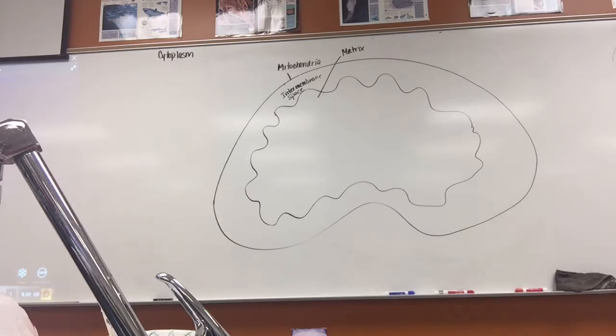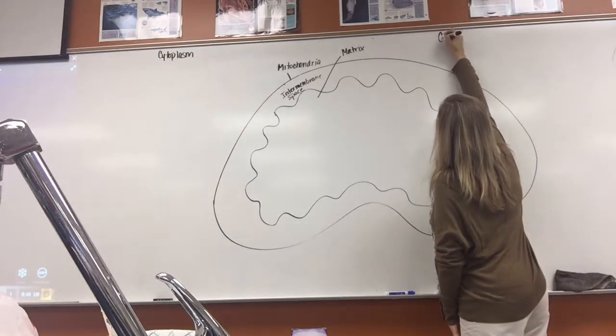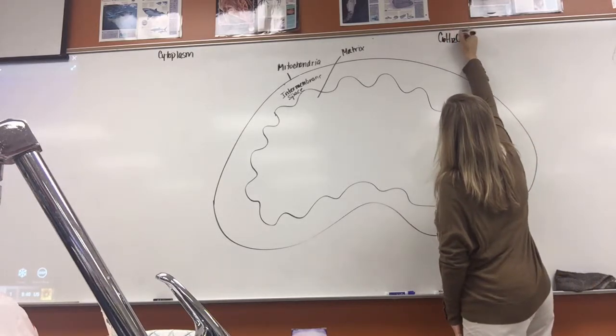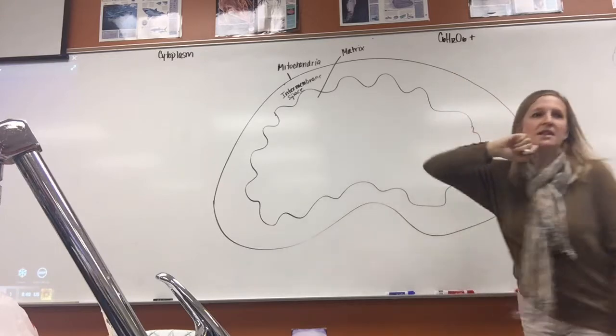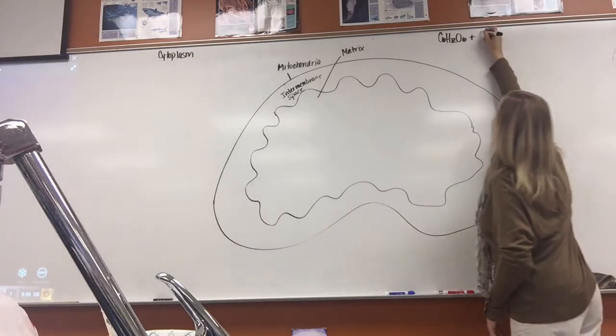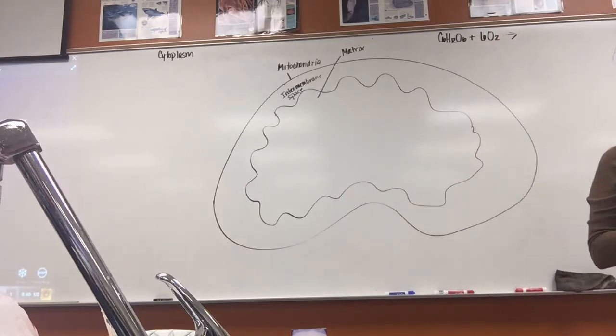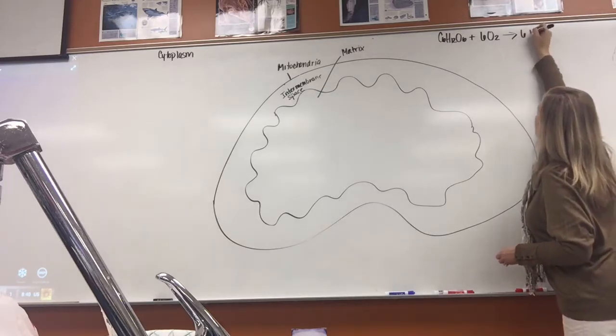All right, so hopefully you were able to say glucose goes in. So glucose is C6H12O6. And then what's the gas that goes into cellular respiration? Oxygen. So it's O2. Then it yields what two things? Yeah, carbon dioxide and water.